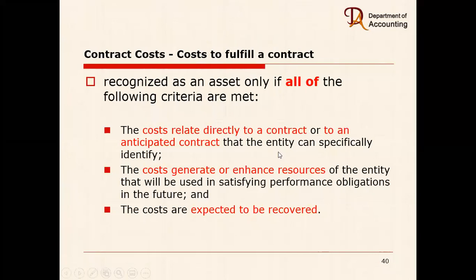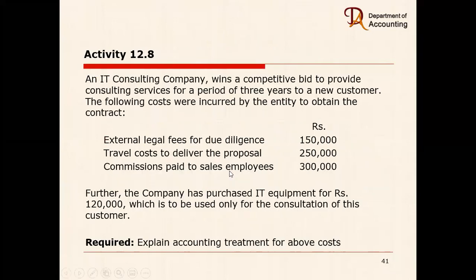So let's take it through an example, then it would be more convincing. You are getting the context. Without the context, it would be difficult for you to understand this. We may get the context and see that. Let's try activity 12.8, then you would be more convinced what these incremental costs are and what the cost to fulfill the contract is.